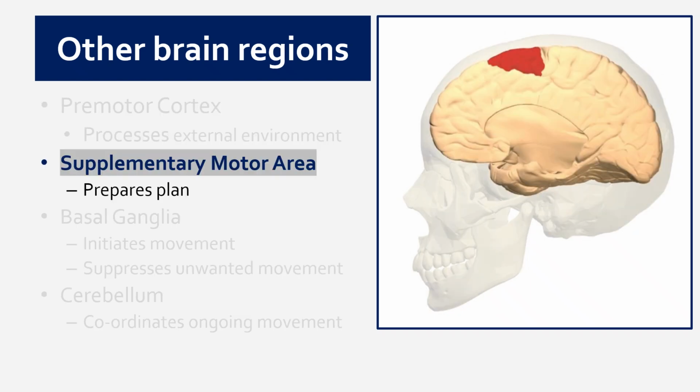The supplementary motor area then prepares the plan, how it decides what's going to happen. I'm going to swing back my right leg. I'm going to balance my left leg. I'm going to stick my arms out to balance me, and then I'm going to swing my right leg forward, and I'm going to kick the ball. All of those plans are made in the supplementary motor area.